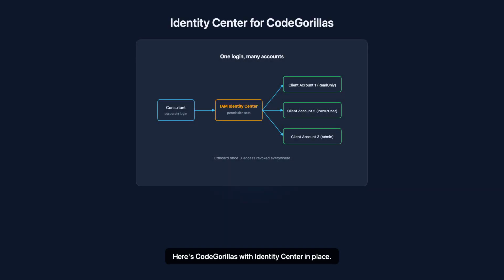Here's CodeGorillas with Identity Center in place. A consultant signs in once with their corporate credentials. Identity Center looks at which groups they're in and which permission sets are assigned to those groups, and shows them a portal listing exactly the client accounts they're allowed to enter, each with the right permission level, maybe read-only on client 1, power user on client 2, admin on client 3. When that consultant rolls off the engagement, you remove them from the group, and access disappears from every account at once. No going around to each account to clean up.